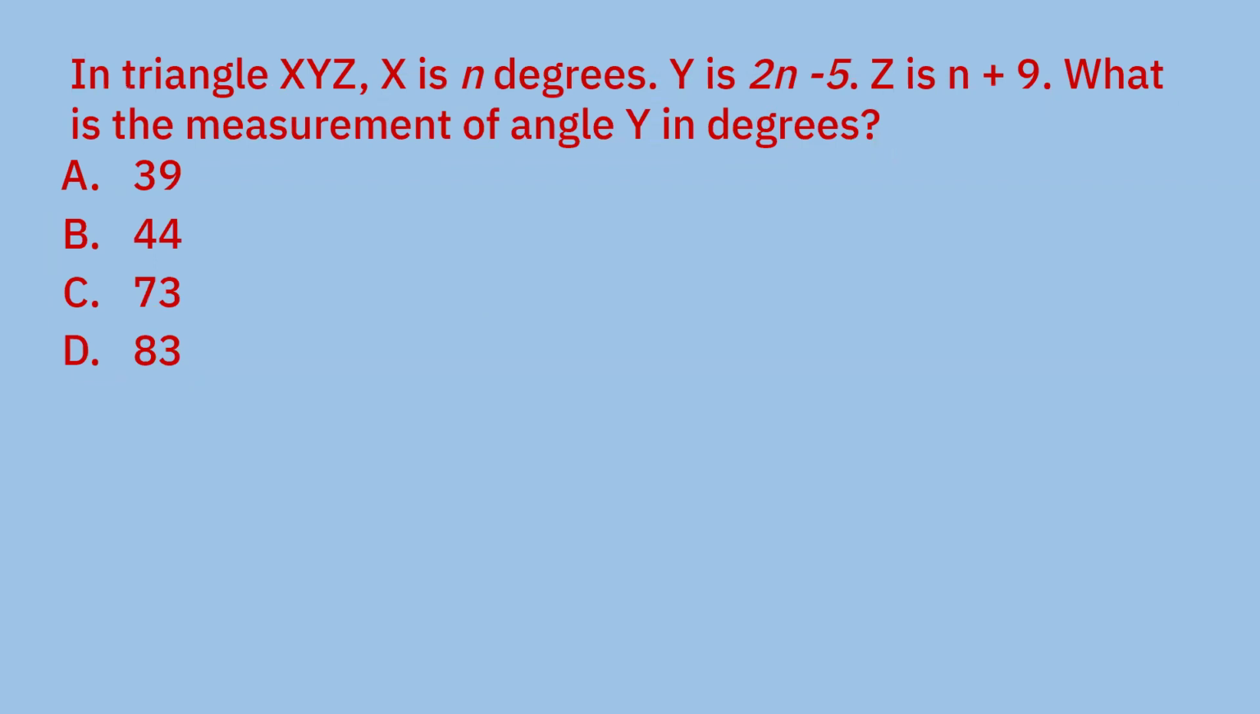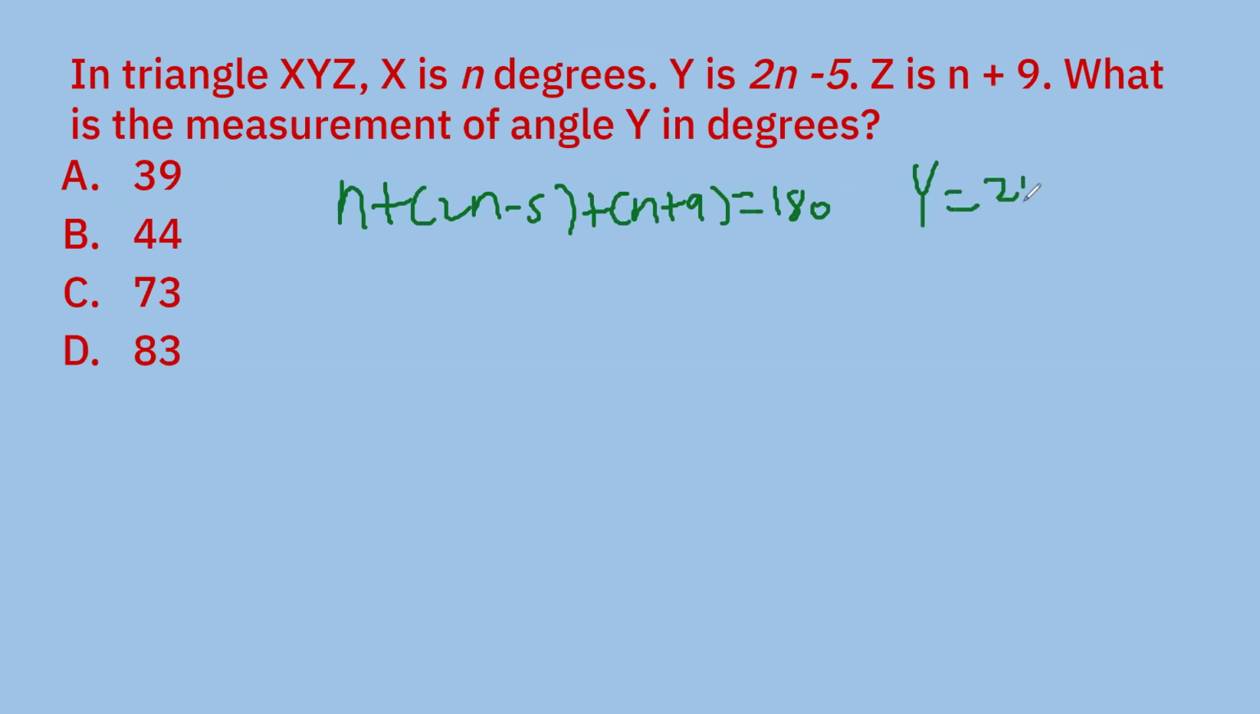What is the measurement of angle Y in degrees? Again, we're going to add. This time we don't have any angles, but we have them all in terms of n, so it shouldn't be too bad. We do n plus 2n minus 5 for y, and then plus n plus 9 for z, and you get 180. And remember, what are we looking for? We're looking for y, which equals 2n minus 5.